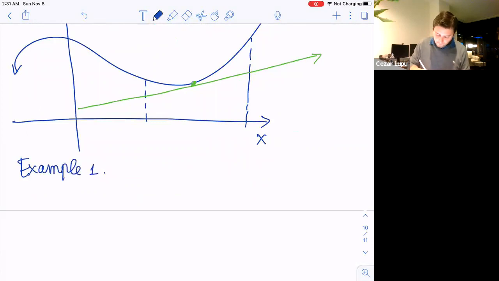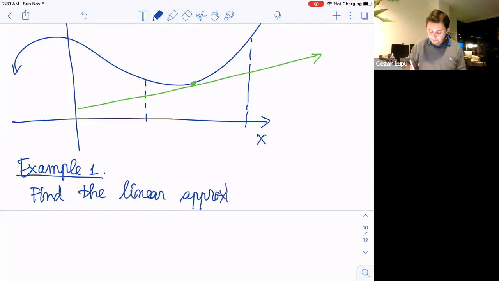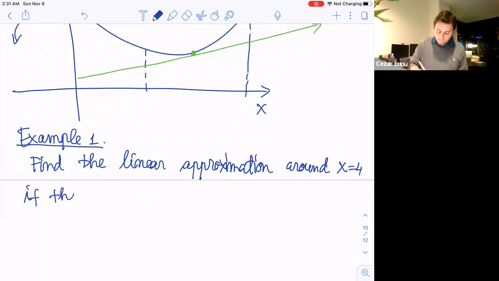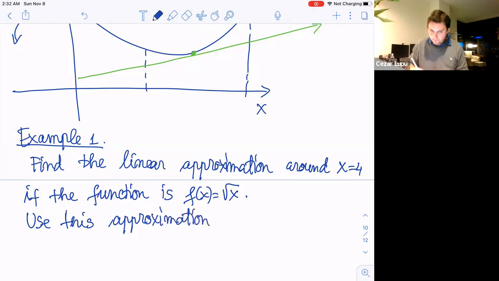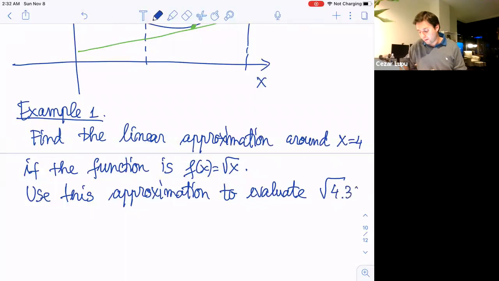Example 1. Let's see a couple of examples of how these things work. For example, find the linear approximation around the point x equals 4 if the function is f of x equals the square root of x, and we would like to use this approximation to evaluate, let's say, the square root of 4.36.